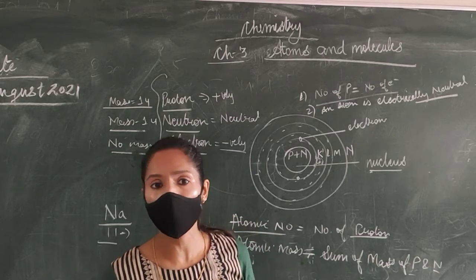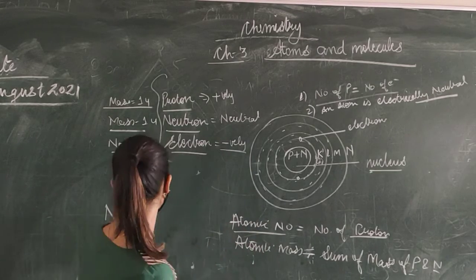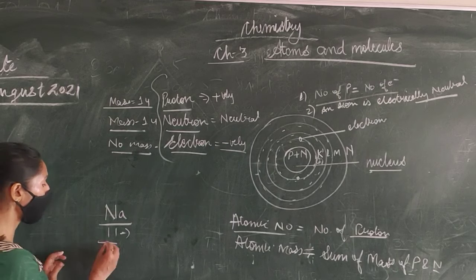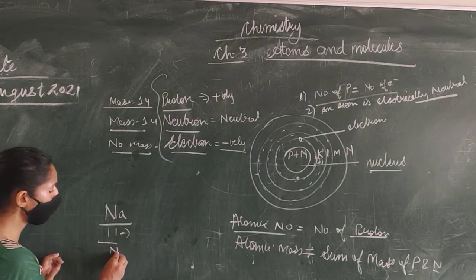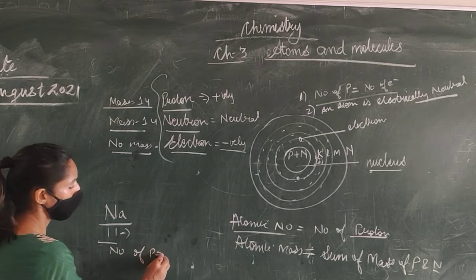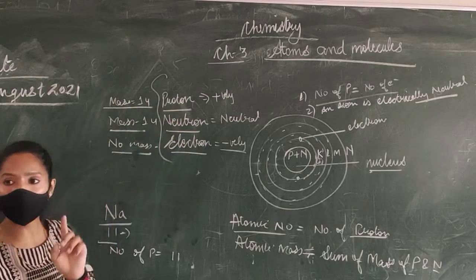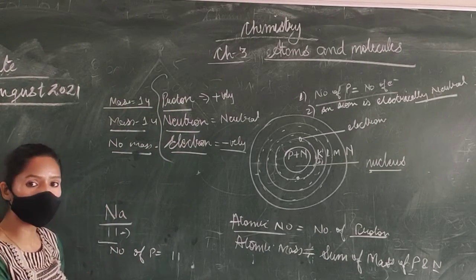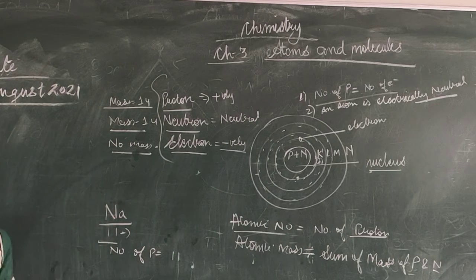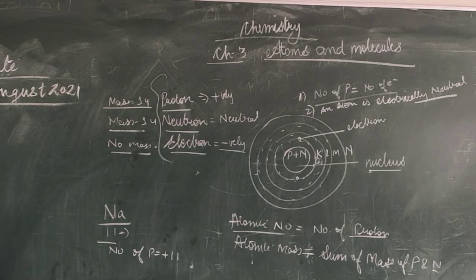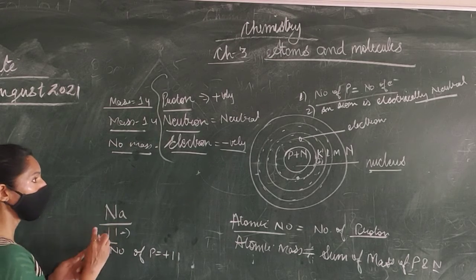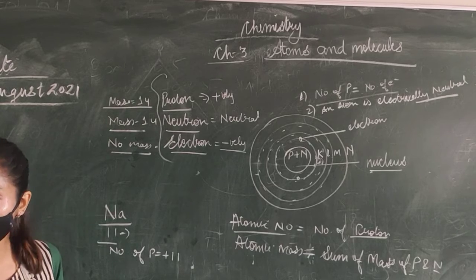Now, why do I say this atom is electrically neutral? Because the example is sodium, atomic number 11. So the number of protons in sodium will be 11, and protons are positively charged particles. One proton has a plus 1 charge, so 11 protons will have a plus 11 charge. In an atom we have an equal number of protons and electrons.